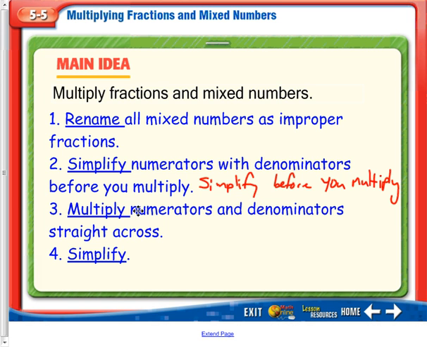Step three, we're going to multiply numerators and denominators straight across. So with addition and subtraction, the denominator never changed. Now that we're multiplying, we're actually going to multiply the numerators times numerators and denominators times denominators. So everything is going to change just a little bit unless you're multiplying by a factor of 1.